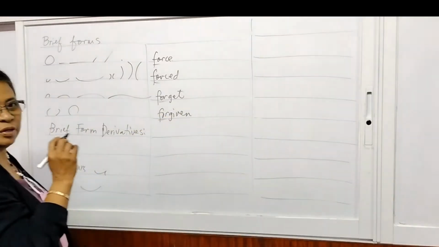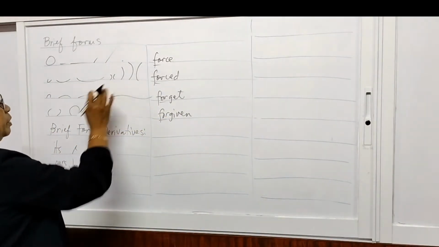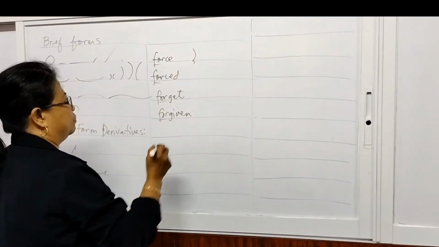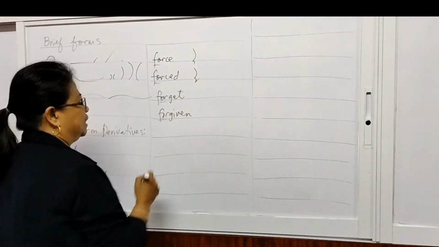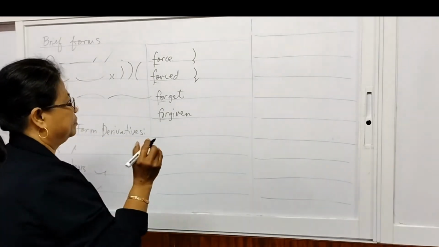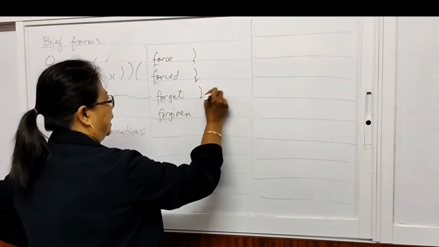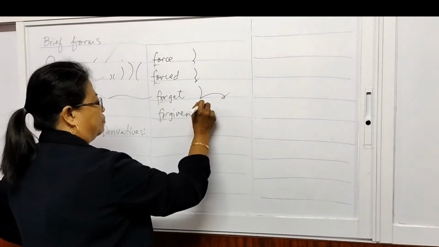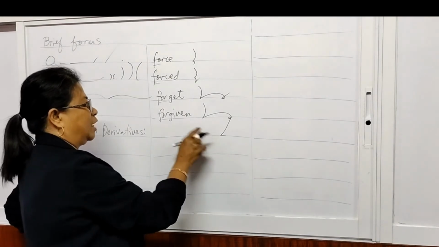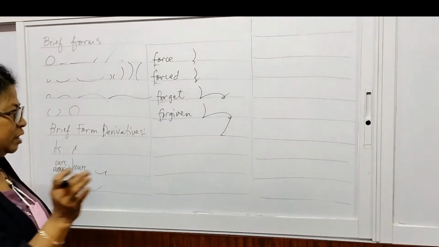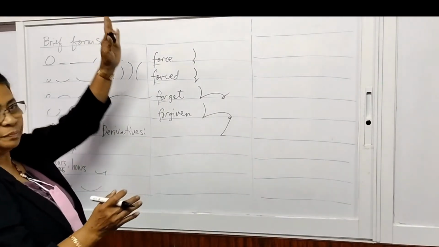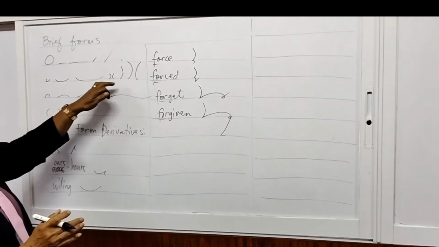So these are some brief form derivatives derived from the brief form for. So the outline is for and S, so that is force. For, S and T, that is forced. So even if it's a D, the sound is T. Then we have for get, forget, and forgiven. So we omit now the sound of E because it's just minor, and continue on with the sound of N. So these are some brief form derivatives that you can derive from the brief form for.